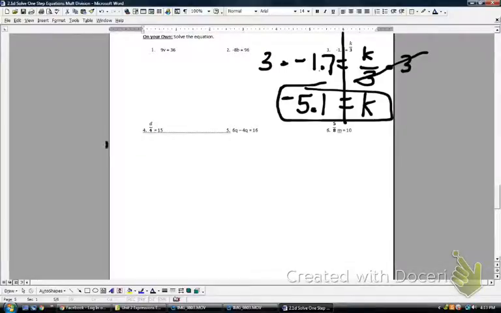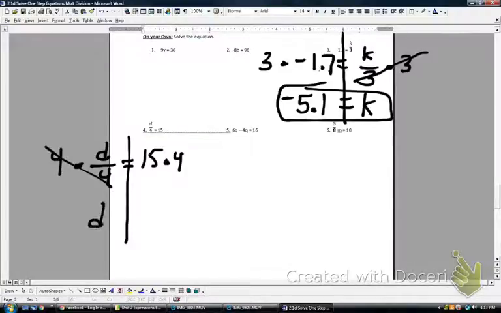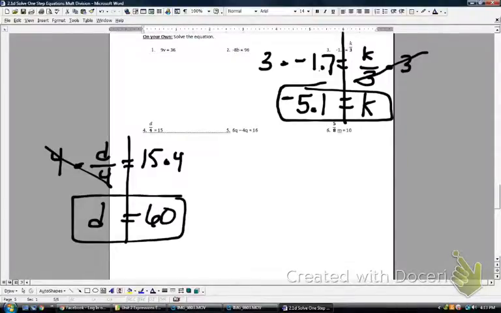Okay, then let's look at the next one. I have d over 4 equals 15. Separate my brothers and my sisters. D is being divided by 4. The inverse operation of division is multiplication. So I'm going to multiply both sides by 4. D equals 15 times 4, 60.